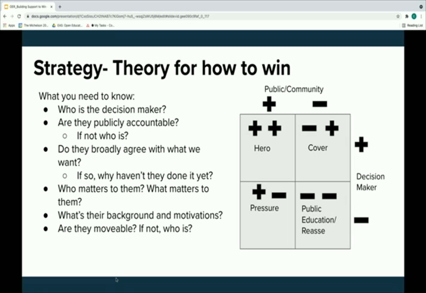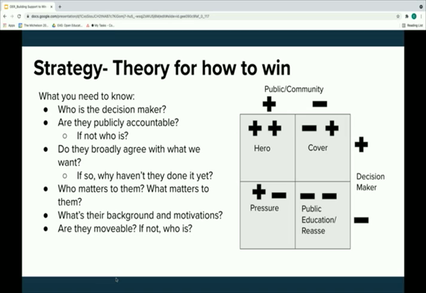So you need to know some who's and some how's and some what's, though, to develop this strategy. So this is a little rubric that I find very helpful when I'm doing this. I think that there are four main buckets of campaigns. A hero campaign, so this is when the public at large or your community agrees with you and your decision maker, so that person that ultimately will, like, pull the lever and make the thing happen, also broadly agrees with you. They may not have done it yet, they may not have prioritized it. Somebody might be standing in their way, but they broadly are like, yeah, I think that's a good idea.